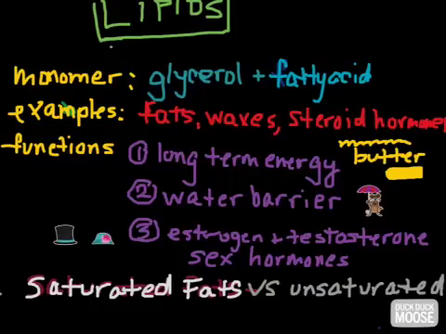The waxes are the kinds on plants, like the outside of cucumbers and apples, and the waxes in our ears, which serve as a water barrier. And then steroid hormones, estrogen and testosterone.